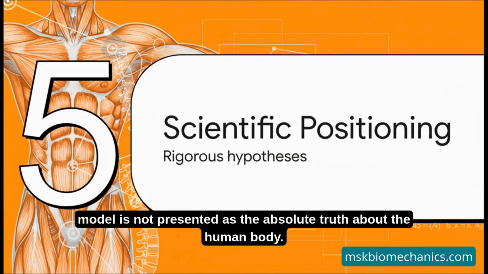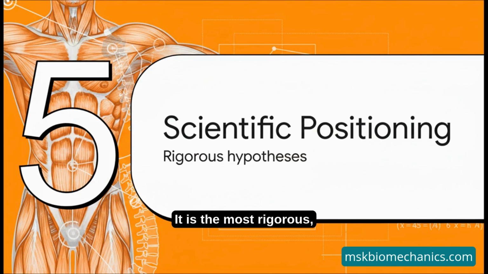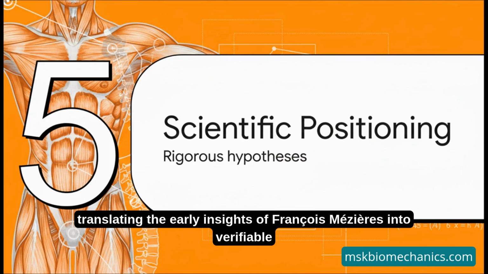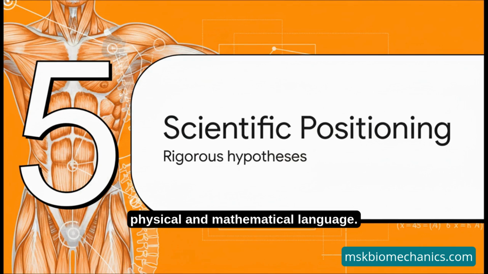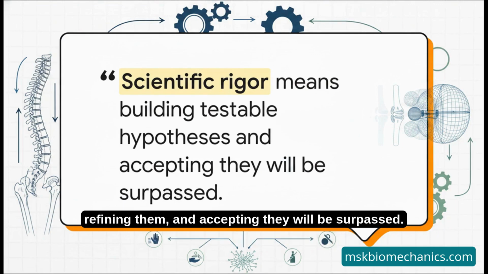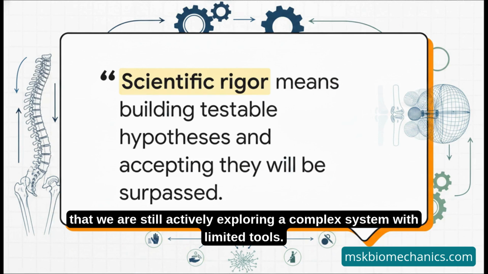Part 5. Scientific positioning, rigorous hypotheses, and clinical evolution. This biomechanical model is not presented as the absolute truth about the human body. It is the most rigorous, testable hypothesis built over 40 years of clinical and theoretical work, translating the early insights of François Mézières into verifiable physical and mathematical language. As the course materials state, scientific rigor means building testable hypotheses, refining them, and accepting they will be surpassed. The existence of different approaches signifies that we are still actively exploring a complex system with limited tools.